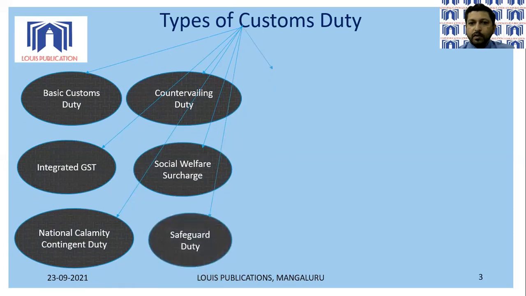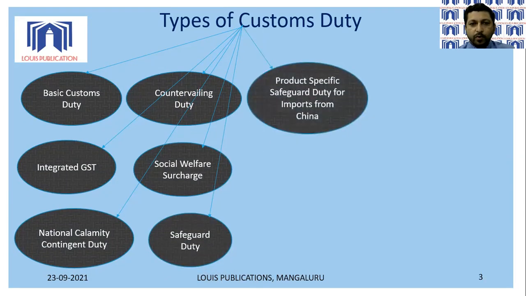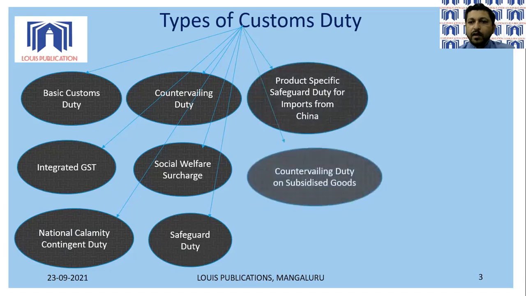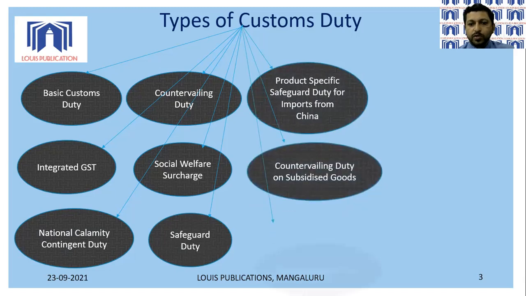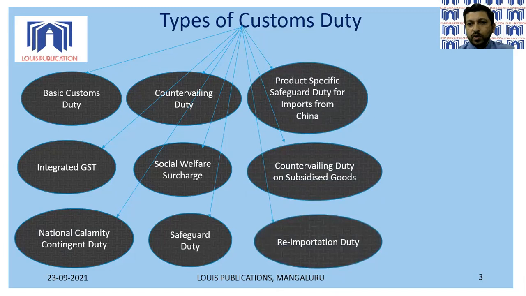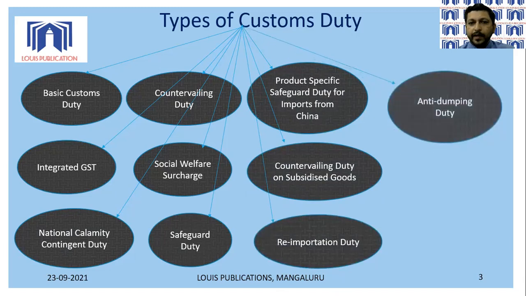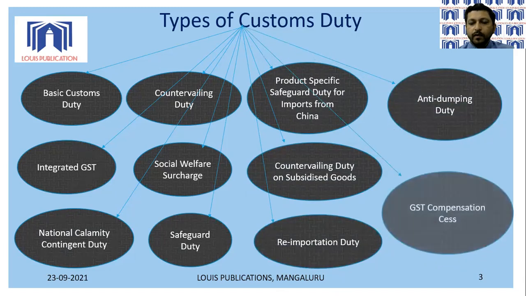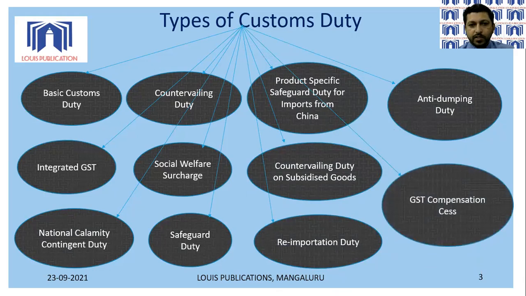safeguard duty, product specific safeguard duty for imports from China, countervailing duty on subsidized goods, re-importation duty, anti-dumping duty. Then we have GST compensation cess. Now, these are some very, very important points that we cover under the types of customs duty. Let's understand each of these in detail.